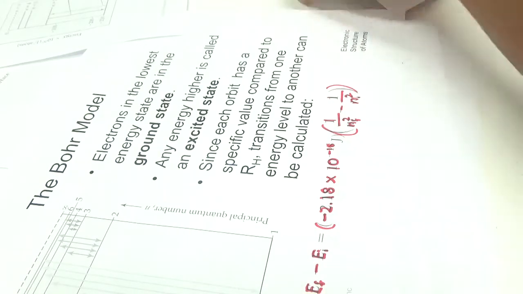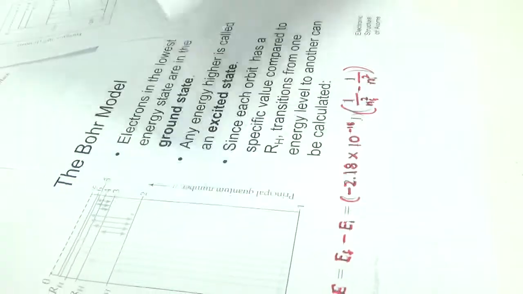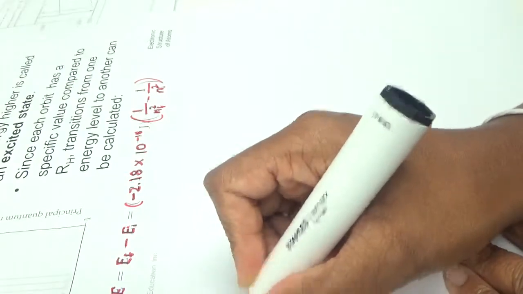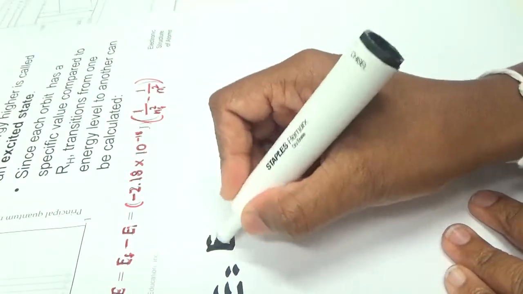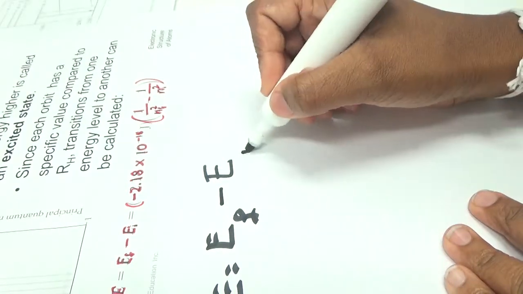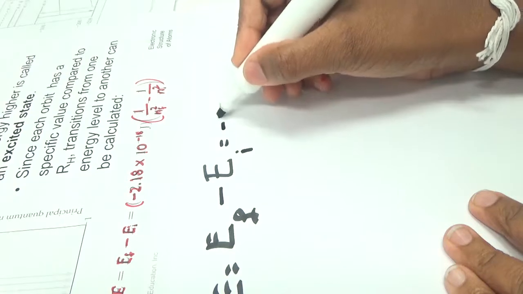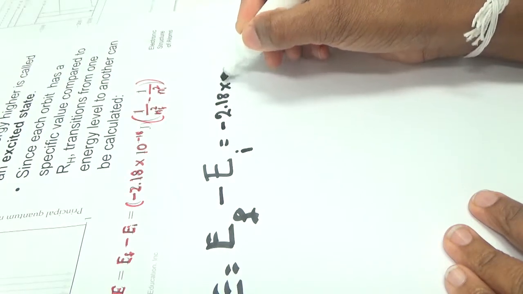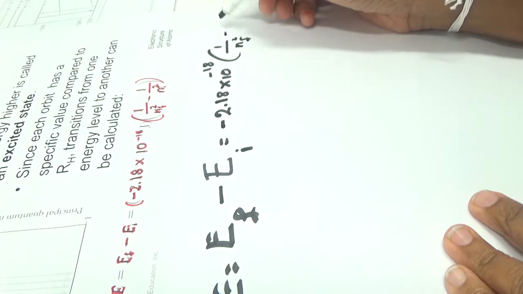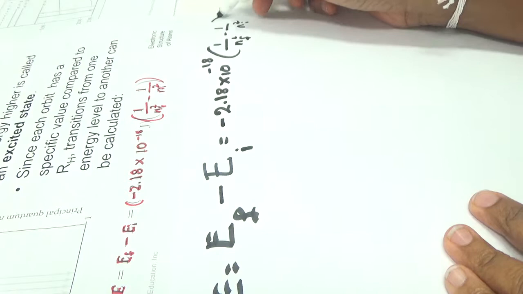So this is the equation to calculate the energy for a specific transition. Again, this equation is delta E, the energy difference, equals E final state, the energy of the final state, minus the energy of the initial state, equals negative 2.18 times 10 to the power negative 18, times 1 over n final squared minus 1 over n initial squared. So this is the equation.